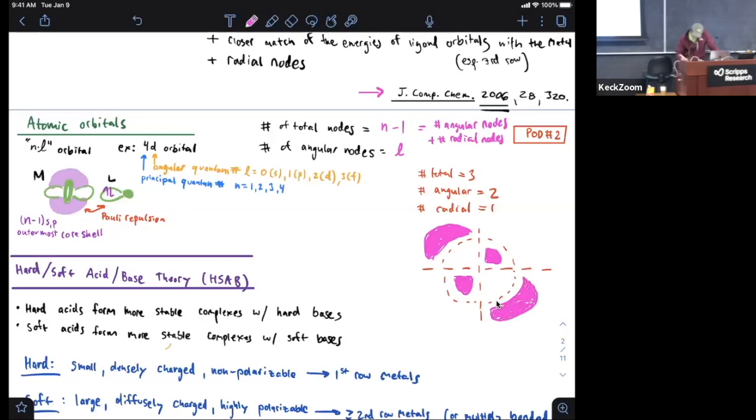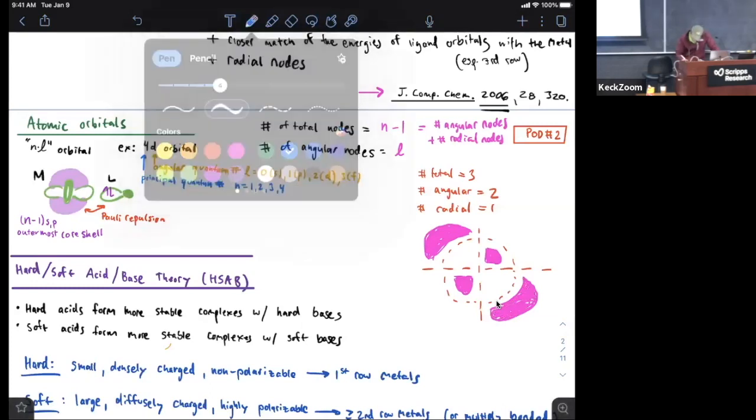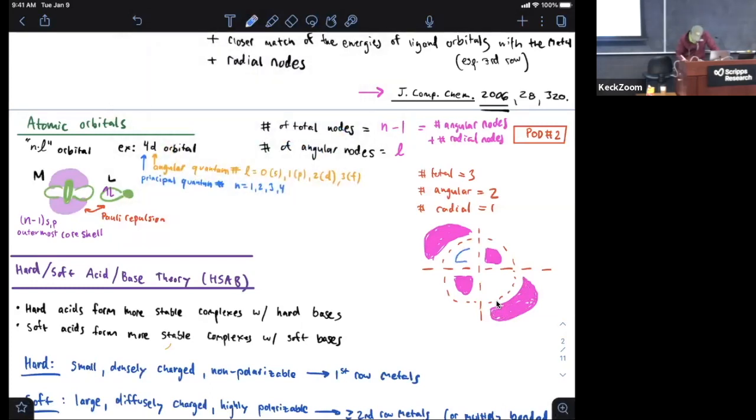I'm trying my best, but if this is really unclear to you, then you can look online, even on your phone, for the structure of the shape of a 4D orbital as we're doing this.